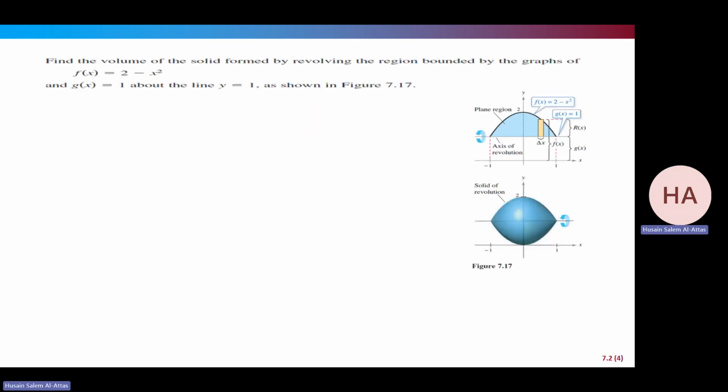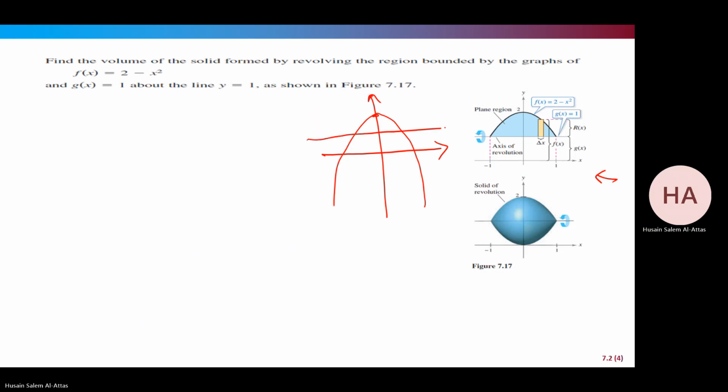Okay, another problem. Find the volume of the solid formed by revolving the region bounded by the graphs. I have the graph here, but I want to do it again, so we'll show you how we start from scratch. I have 2 minus x squared, which is this parabola. Okay. And they have the function g of x equal 1. This is g of x equal 1, y equal 1.